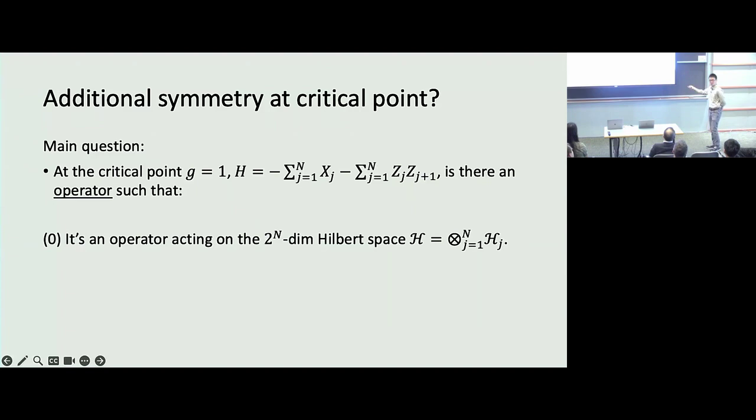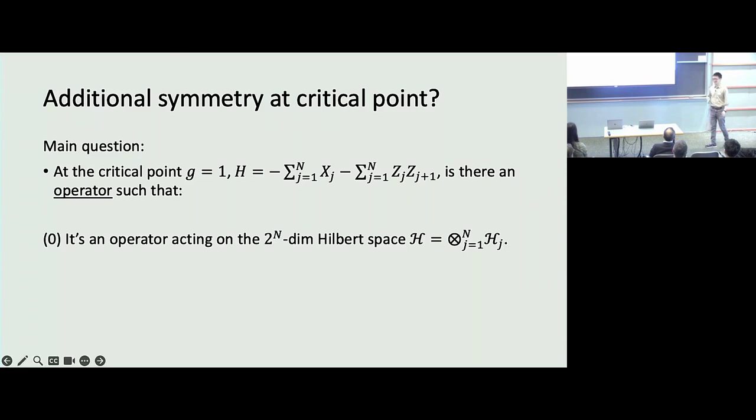You have a Hilbert space, it could be a quantum field theory, it could be a lattice model, you just have some operator acting within that Hilbert space. So don't give me a map that maps from one Hilbert space to another. I just want the symmetry acting within this 2 to the n dimensional Hilbert space. I'm not going to make it any bigger, I'm not going to make it any smaller. Okay, so this is condition zero. It sounds totally innocent, but it's in fact the condition that's usually relaxed in the literature.